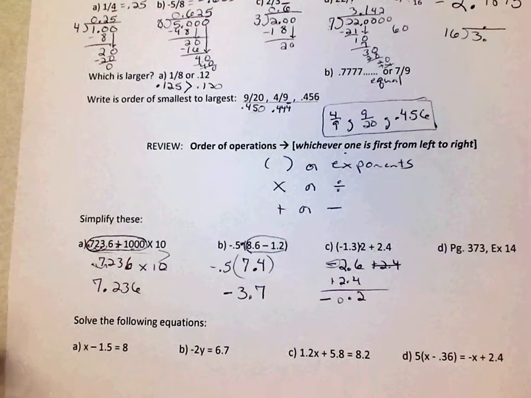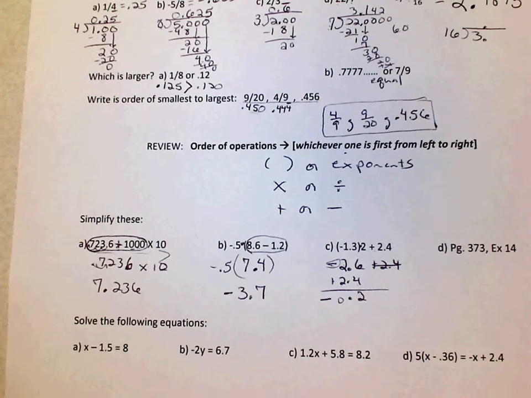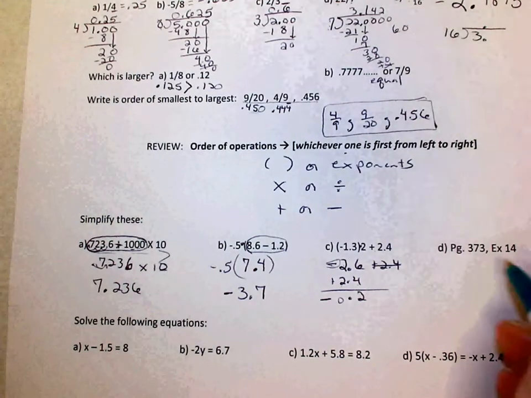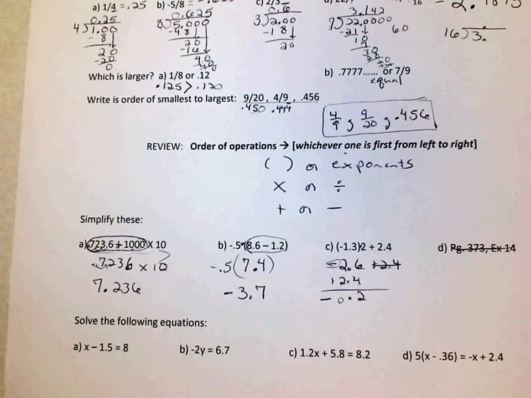Alright, on page, and I know it says 373, and that was probably wrong. Example 14, and let me find it real quick, and I can't seem to find it, so scratch that. I don't know where it is.